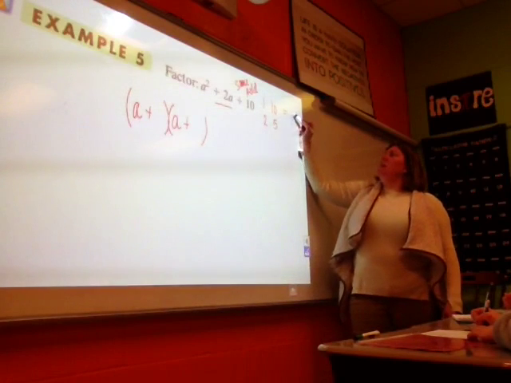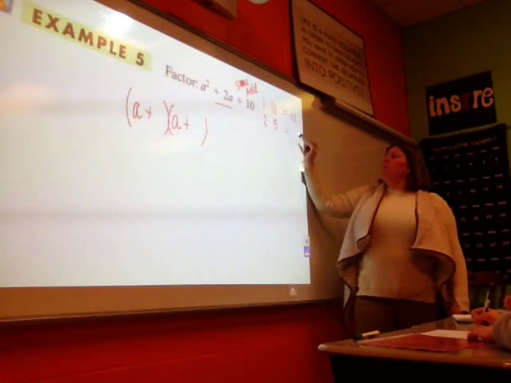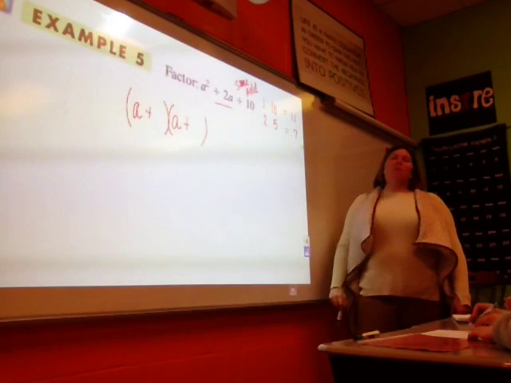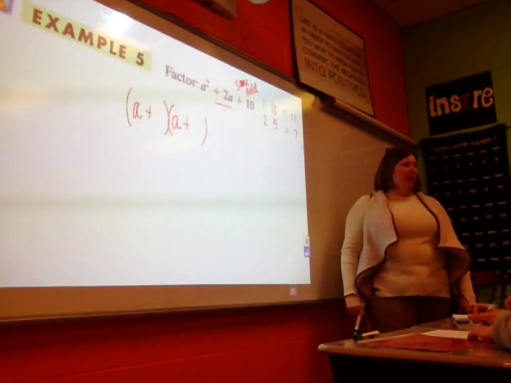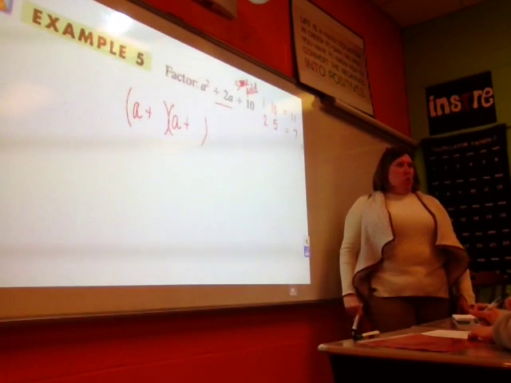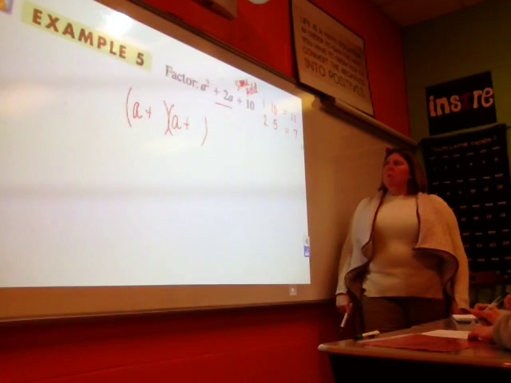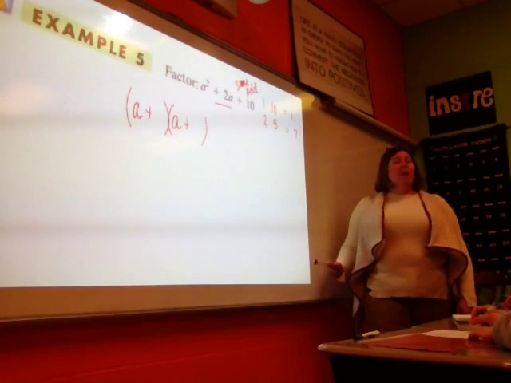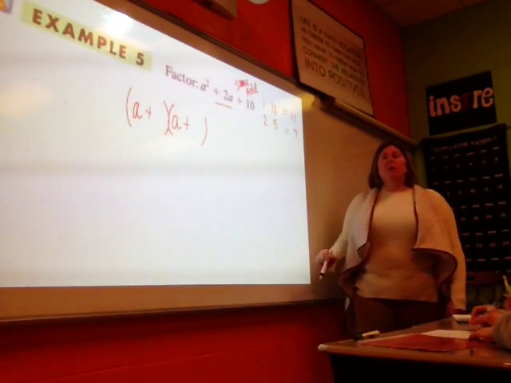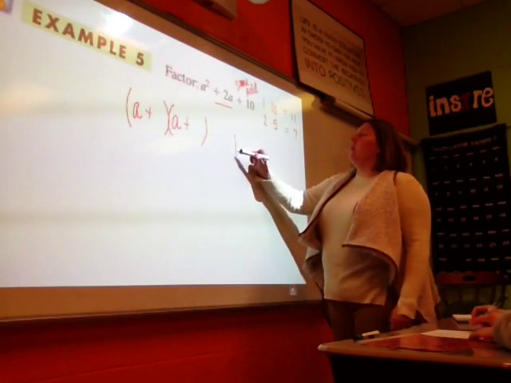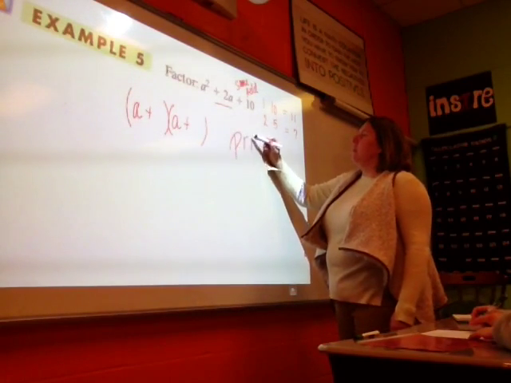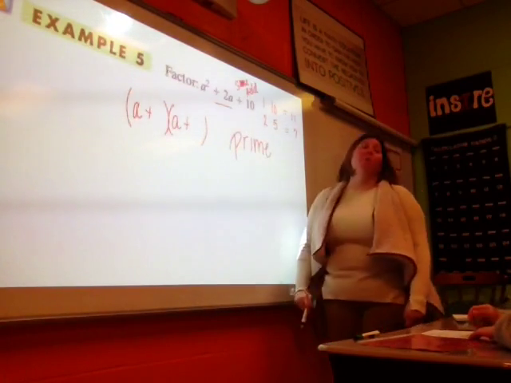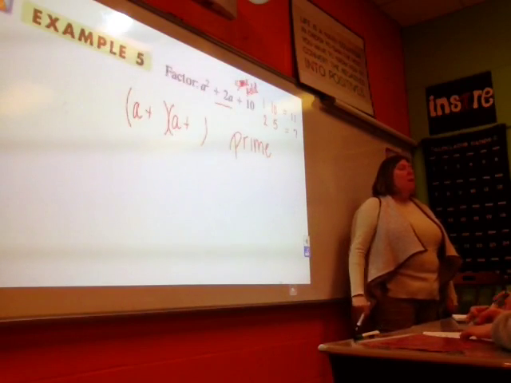Well, 1 and 10 is 11. 5 and 2 is 7. Did I forget any factors? No. So what do I put there? Okay, it's not a no solution, it's not undefined. What we call it is not 0. We call it prime. Okay?